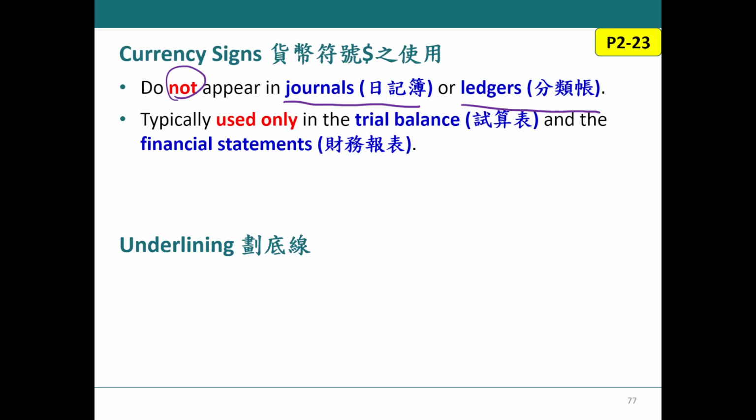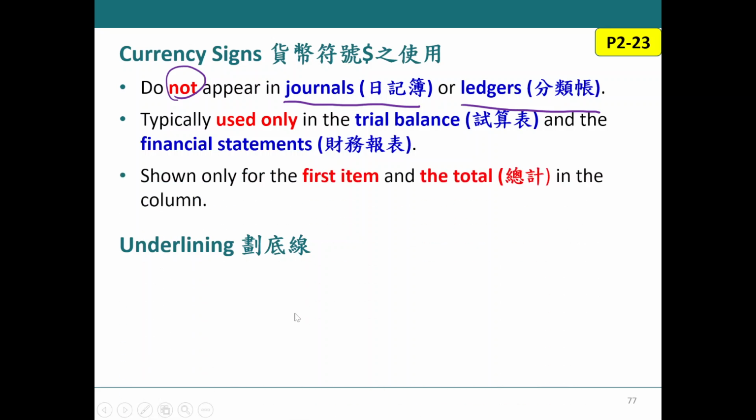So it should be official. When it should be official, seriously, we will put the dollar sign, okay? So for the trial balance and financial statements, we will put the dollar sign. But don't worry, we put a dollar sign only for the first number and the last number. Did you find out here?